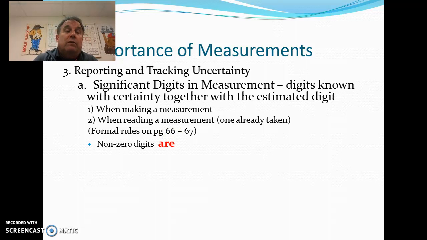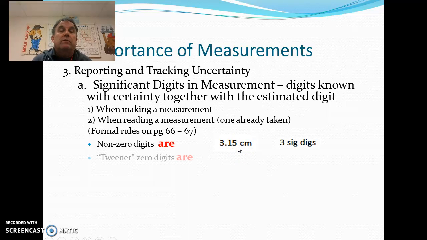So, first of all, non-zero digits are what? Well, they are significant digits. So if there is a non-zero digit, you can assume that the person either had certainty of the reading or was estimating that digit. So non-zero digits are always significant. So in this measurement, 3.15 centimeters, there are 1, 2, 3 significant digits.